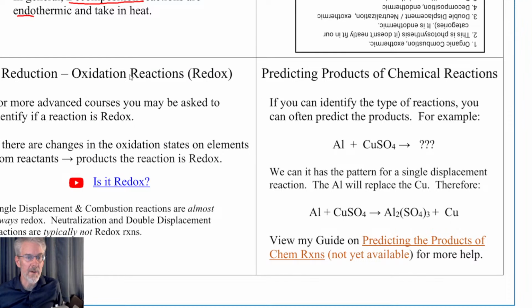Other than that, we have redox. If you want to know about redox, there's some information here. One thing you should know, though, is that single displacement and combustion reactions are almost always going to be redox. But neutralization and double displacement are very rarely redox. So I think that's it.